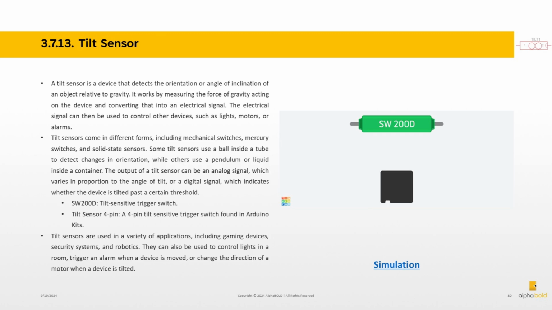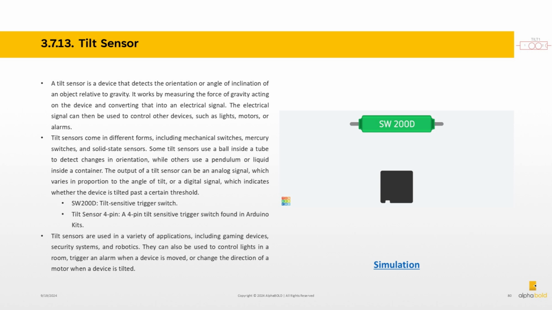A tilt sensor is a device that detects the orientation or angle of inclination of an object relative to gravity. It works by measuring the force of gravity acting on the device and converting that into an electrical signal. The electrical signal can then be used to control other devices, such as lights, motors, or alarms. Tilt sensors come in different forms, including mechanical switches, mercury switches, and solid-state sensors.